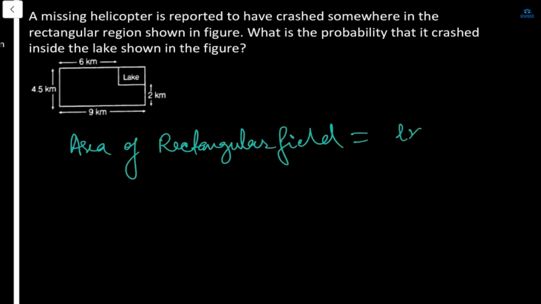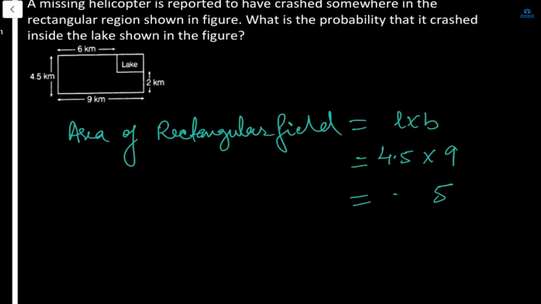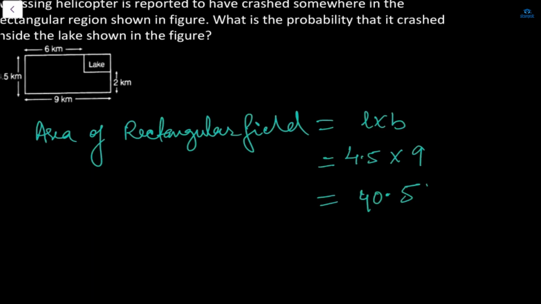breadth. Now in the figure it is given what the length and what the breadth is. So the length 4.5 into 9. So it will be 40.5. It is in kilometers, so kilometer square, because area is there.